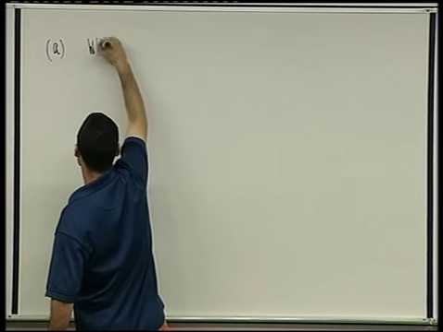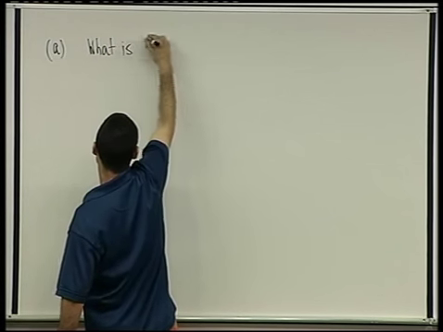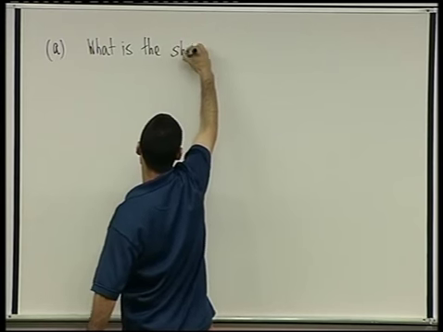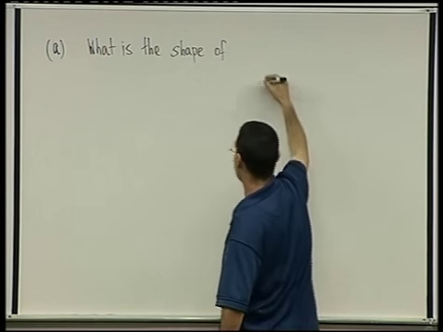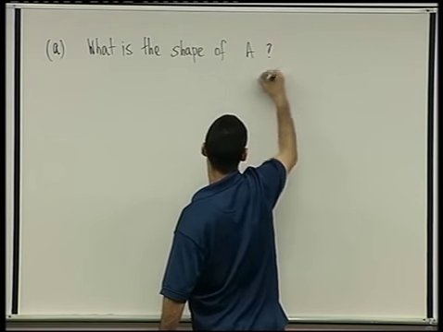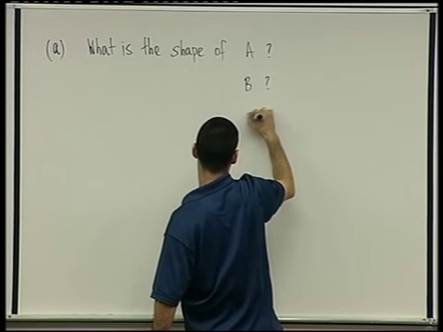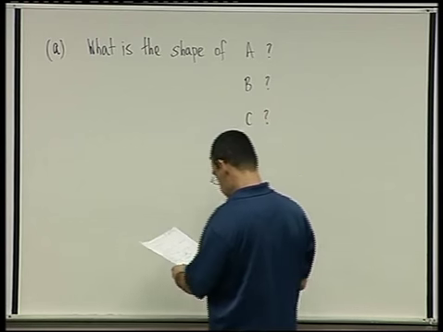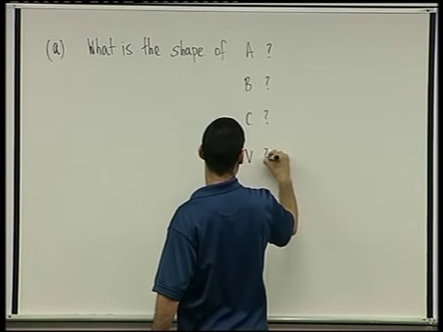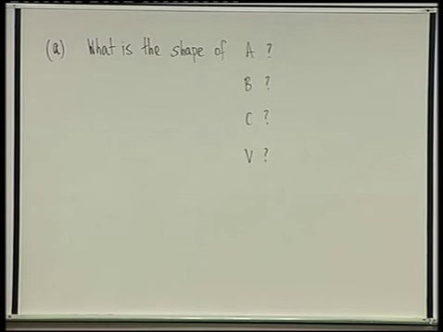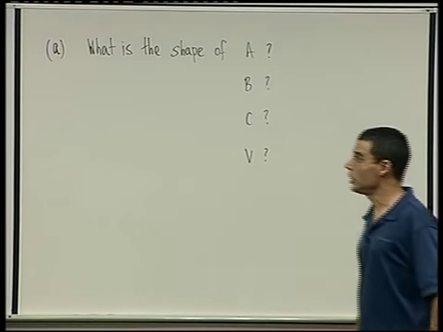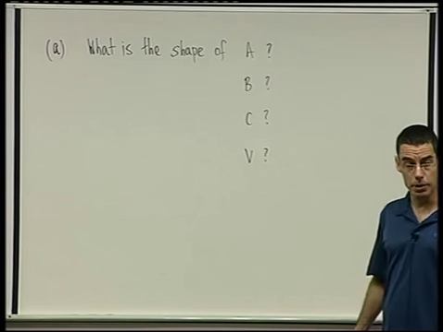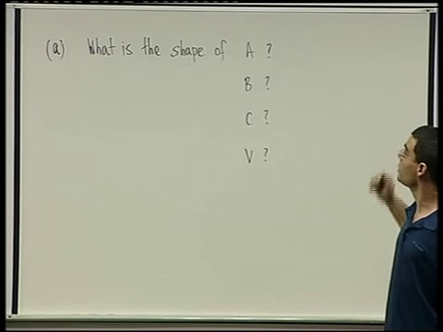So what is the shape of A, B, C, and V? So that's part A. Understand, decipher these geometric objects that appear in the problem. So let's get started. What is the shape of A?